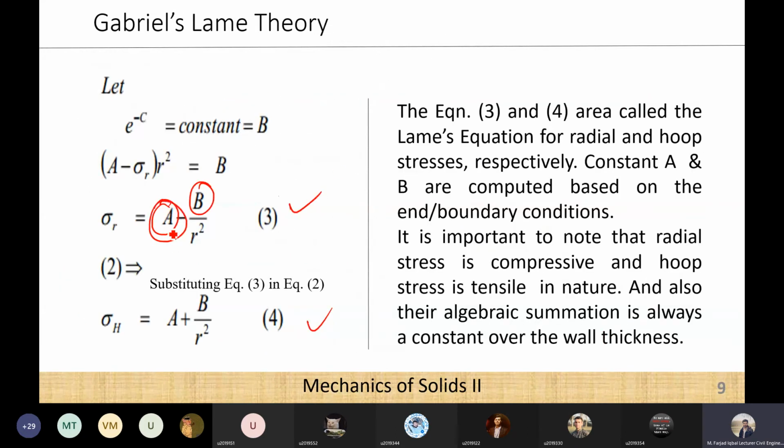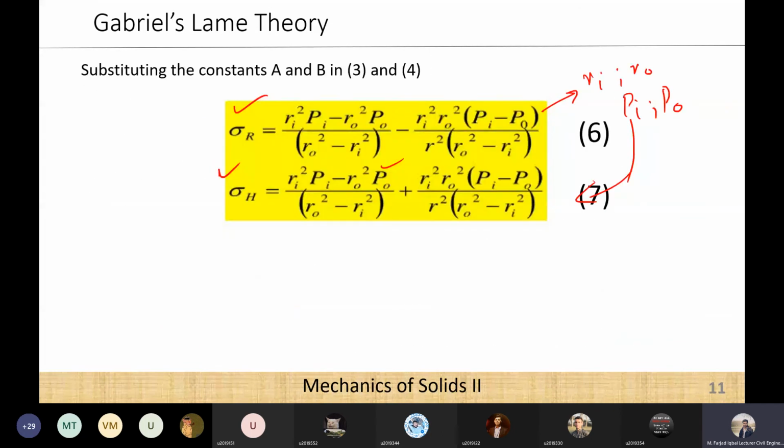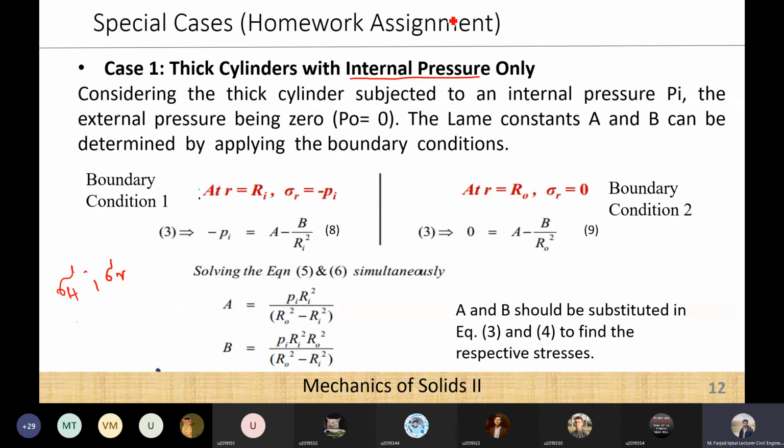These two Lame's constants, which are A and B, and how I'm going to change that? Obviously, in the case when we don't have any external pressure, my boundary condition will be changed. In this case, we only have the internal pressure and there is no external pressure.